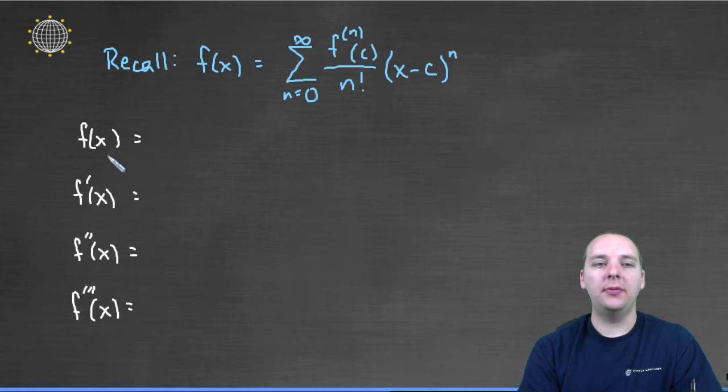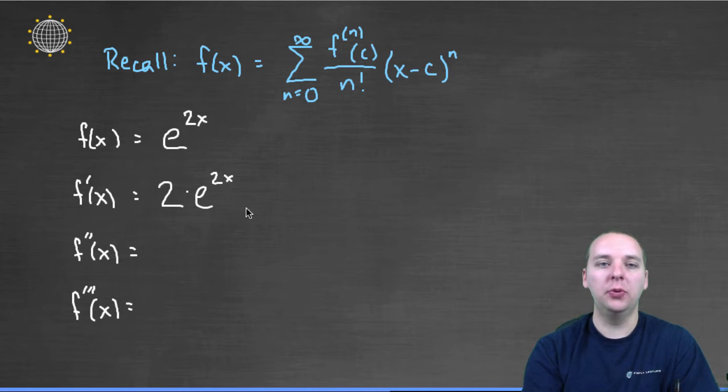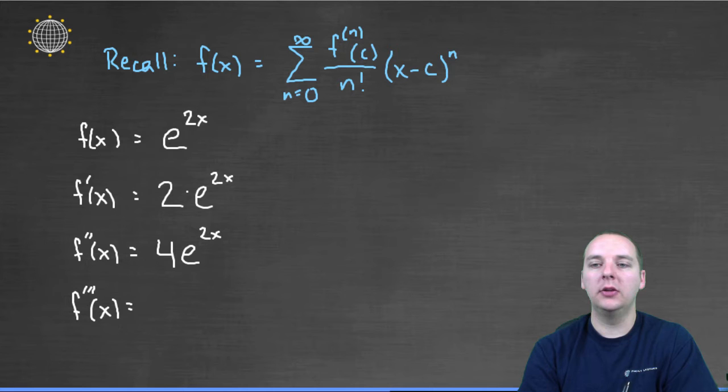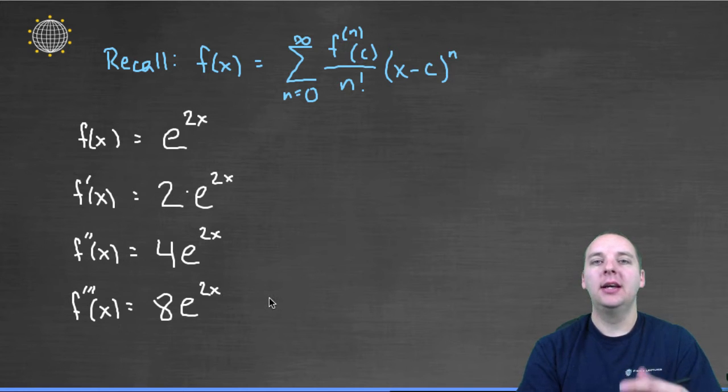So what we typically do is find a few terms so that we can try to determine a pattern. We'll need f prime, f double prime, and f triple prime. If we still can't find a pattern, we'll need to do even more, but hopefully 4 terms will be sufficient. So our function was e to the 2x. That's what we're trying to find the Maclaurin series for. So its derivative is 2e to the 2x. That's the chain rule. The derivative of 2e to the 2x would be 4e to the 2x. The derivative of 4e to the 2x would be 8e to the 2x. I'm assuming that you guys are pretty comfortable taking derivatives of exponential functions.